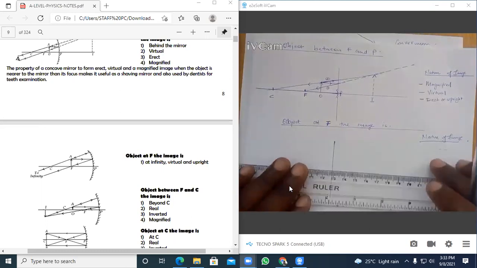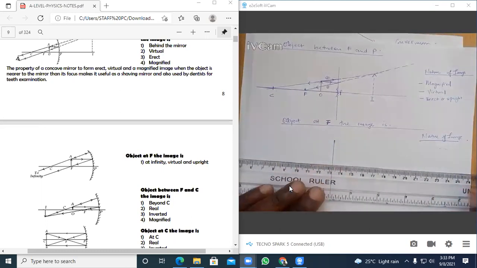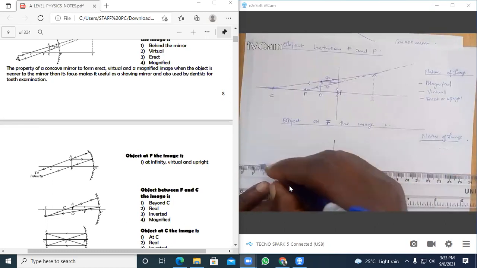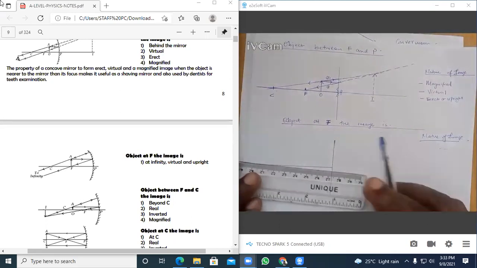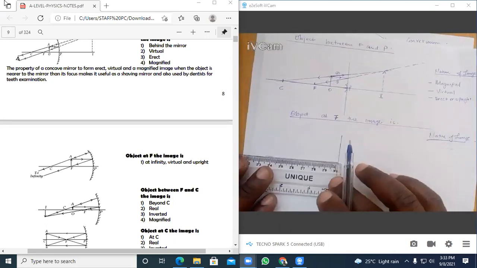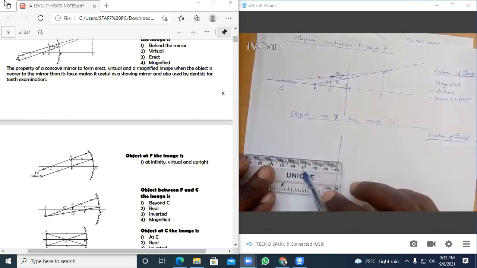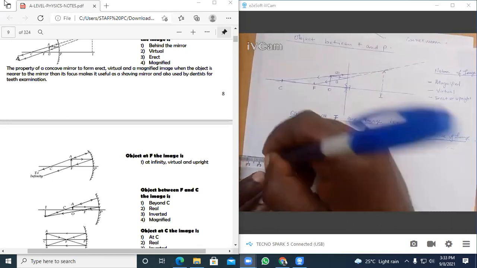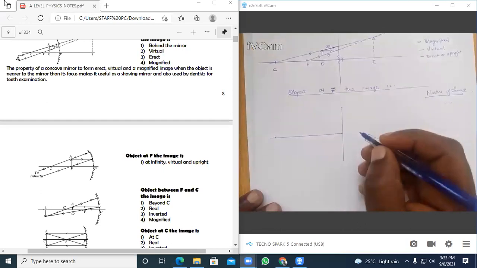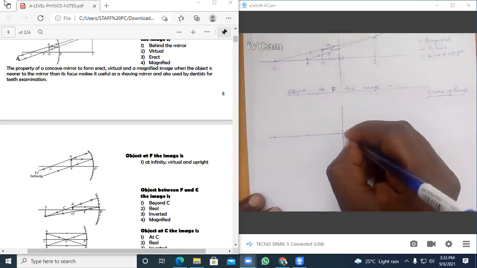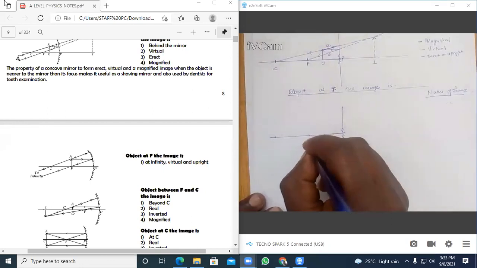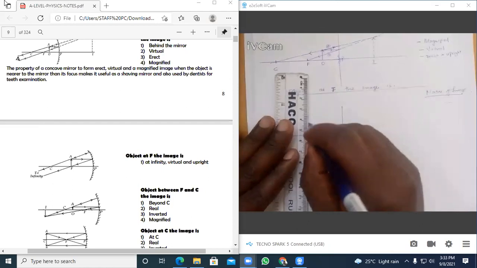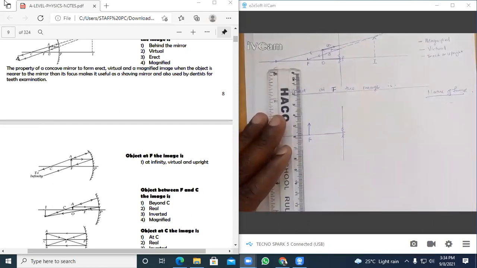So, let me just show you if the object is placed at F. Okay. Suppose this is our concave mirror there, and this is F, and this is C. So we are going to place the object at point F. Are we together? Point F.